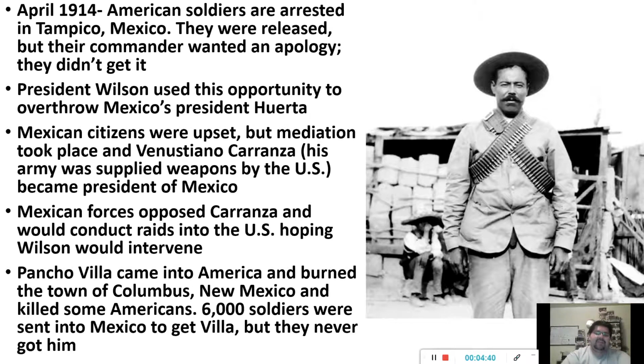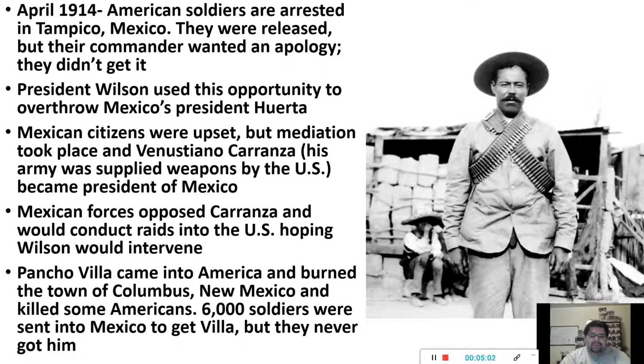Many Mexican citizens were very, very upset because, for one, they didn't want him there. They knew he was a puppet for the United States. They knew that he would listen to Woodrow Wilson more than he would listen to them. So when he became president of Mexico, there were a lot of people who said, we don't like this guy.